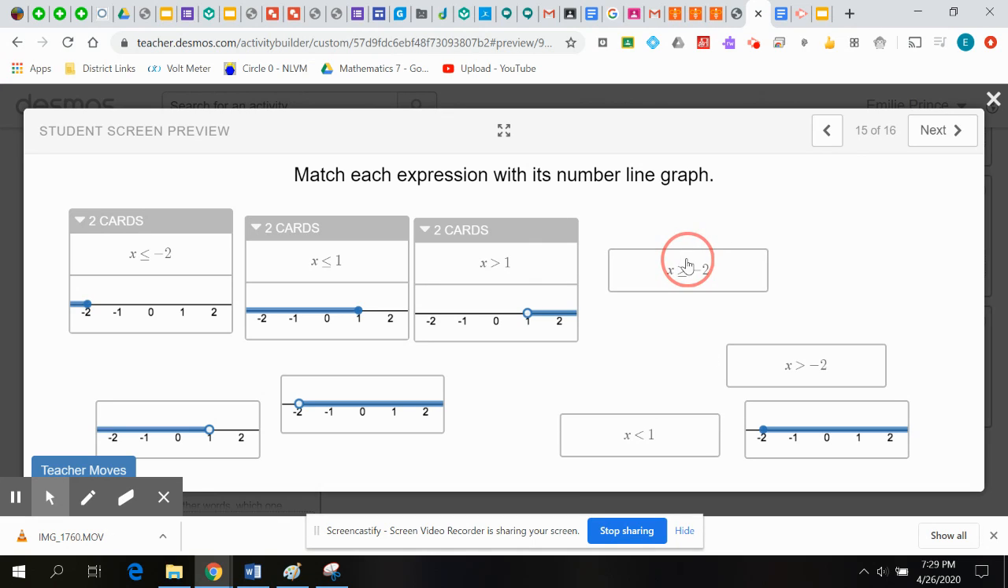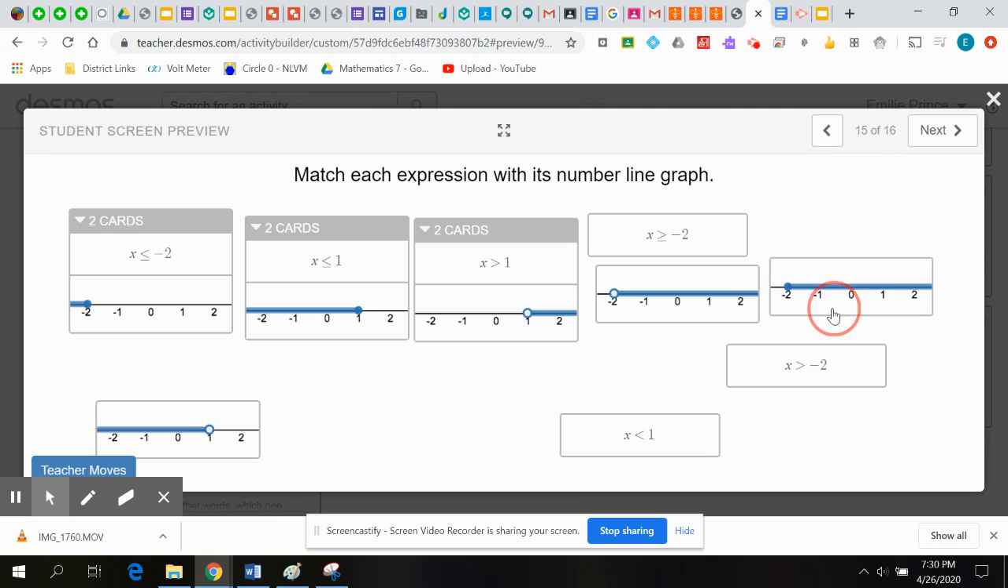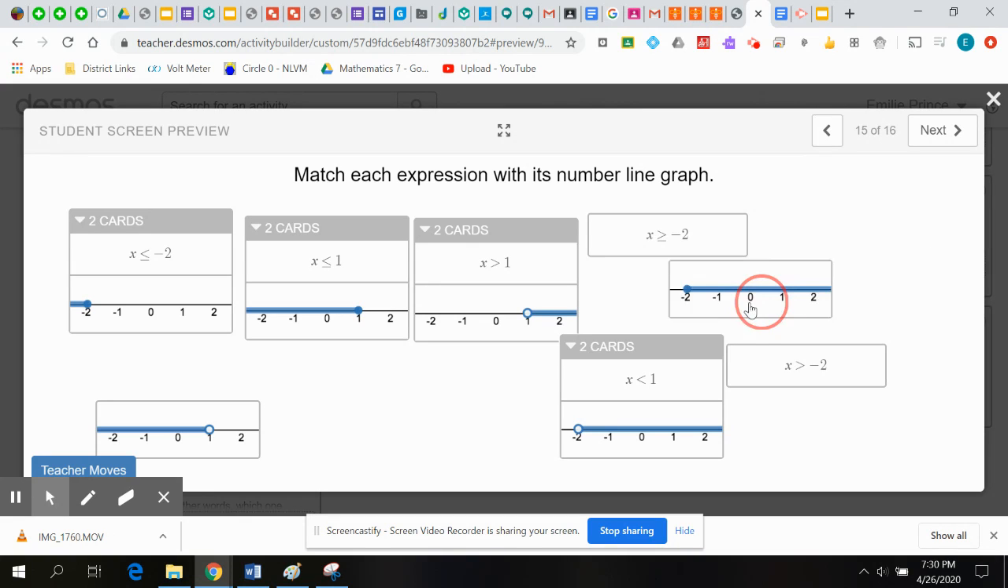All right, x is greater than or equal to -2. Well, I have 2 that represent numbers greater than -2. Both of these number lines represent numbers that are greater than -2. But which one says or equal? The closed-in circle over -2 indicates that -2 is a solution. So -2 is greater than or equal to -2. So it's this one.